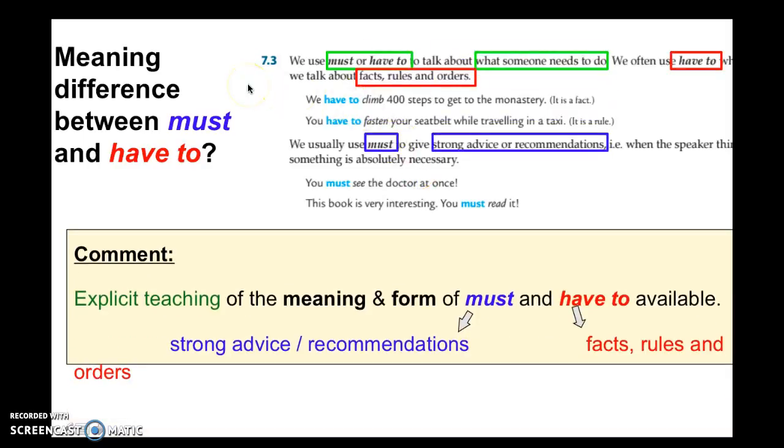So here in the workbook, it mentioned must or have to. They explain the two together, saying that must refers to what someone needs to do, while have to usually talks about facts, rules, and orders, and must is trying to give strong advice or recommendation. So our credit is given here because we found that explicit teaching on the meaning of the form between must and have to is explained here.